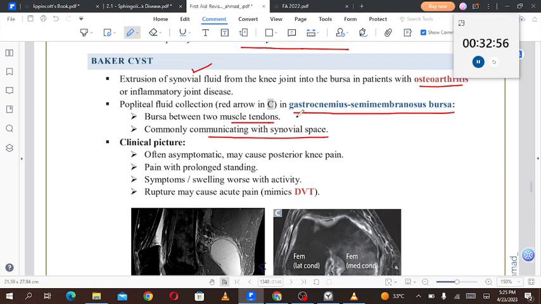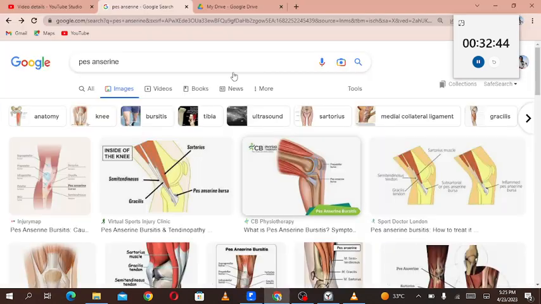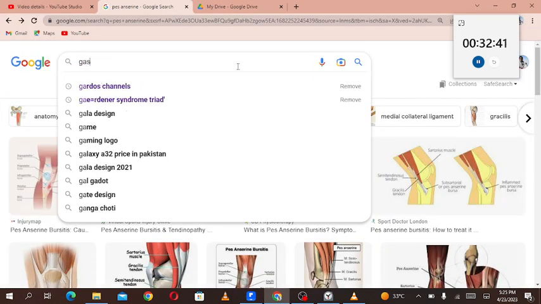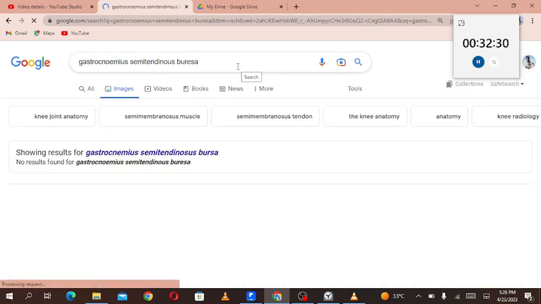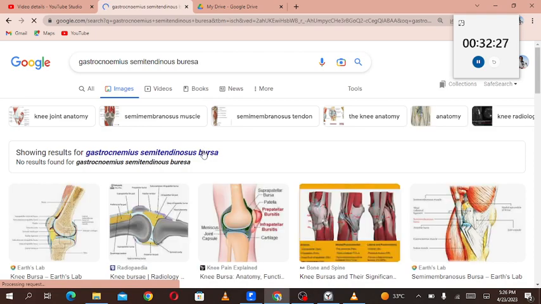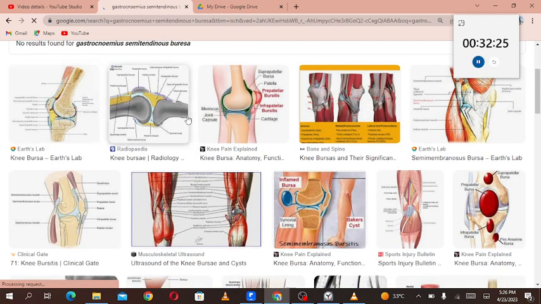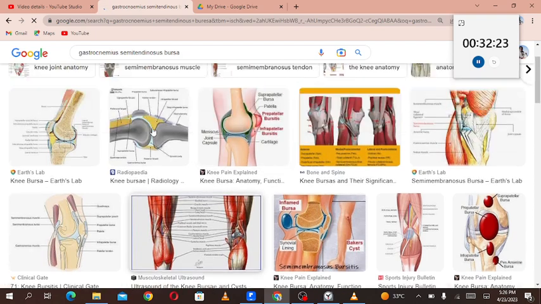So Baker's cyst is present most of the time in the popliteal fossa on the posterior surface of the leg, in the bursa between the two tendons. What tendons? The gastrocnemius and semimembranosus bursa. I find the lower limb more difficult than the upper limb for some unknown reason, because the joints and everything are just bigger over here. So the bursa we are talking about.